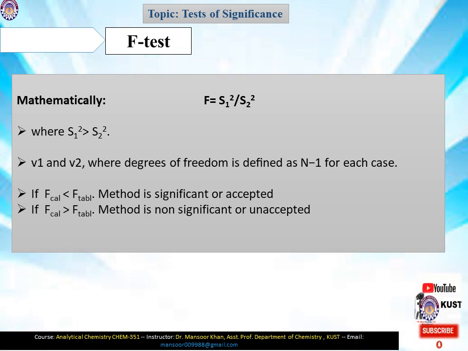So the F-test compares the two methods using the precision of the data set, because variance is the measure of precision. So the F-test tells us which method is more precise, which data set is more precise, the one coming from your method or from the accepted method.